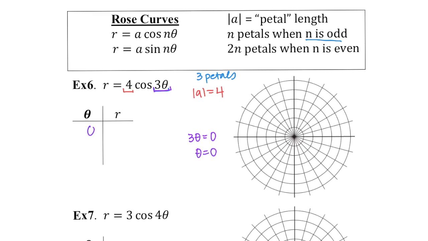So I'm going to plug 0 into my table. I'm going to get 4 times the cosine of 3 times 0. 3 times 0 is 0. The cosine of 0 is 1. So at 0, my petal length is 4. 0, 1, 2, 3, 4. Okay, so this is actually going to represent my first petal.